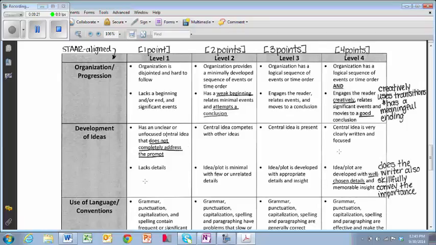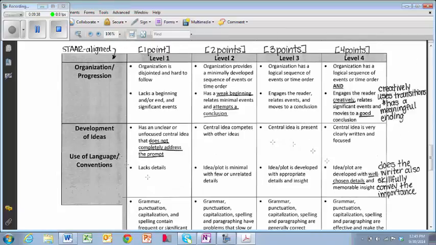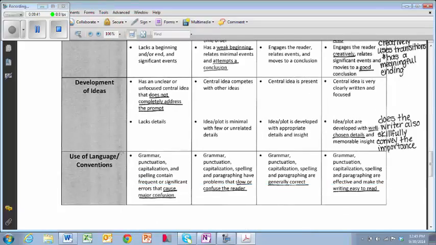Once you have your grade for ideas, you would again go and write it at the top of the paper. And then the last part is the use of language and conventions. As I mentioned at the beginning, this is sometimes the area that really sticks out the most when you begin to read a paper that a scholar has written.